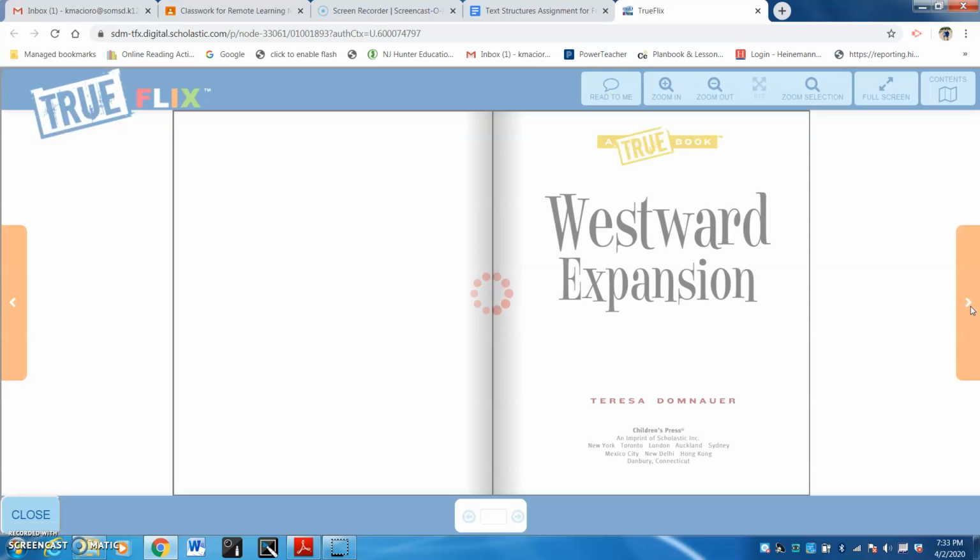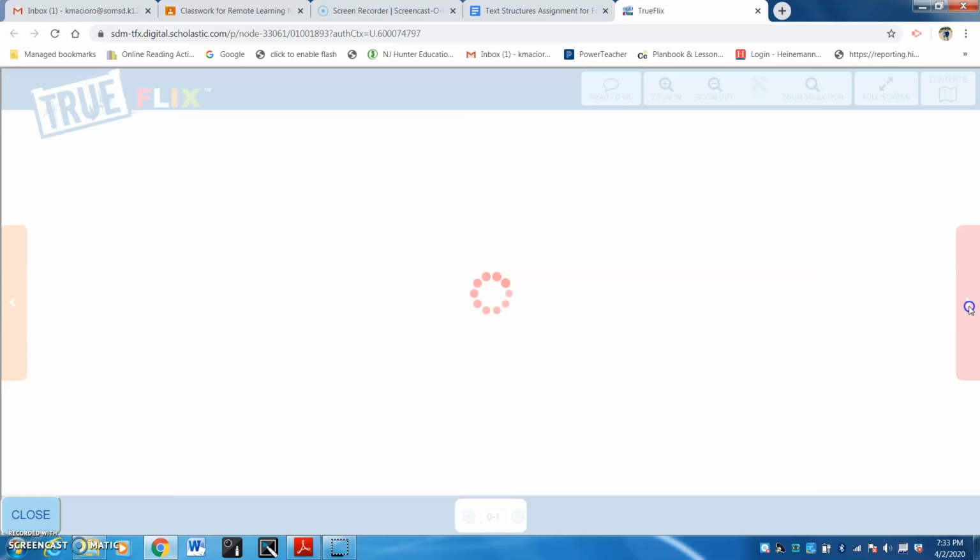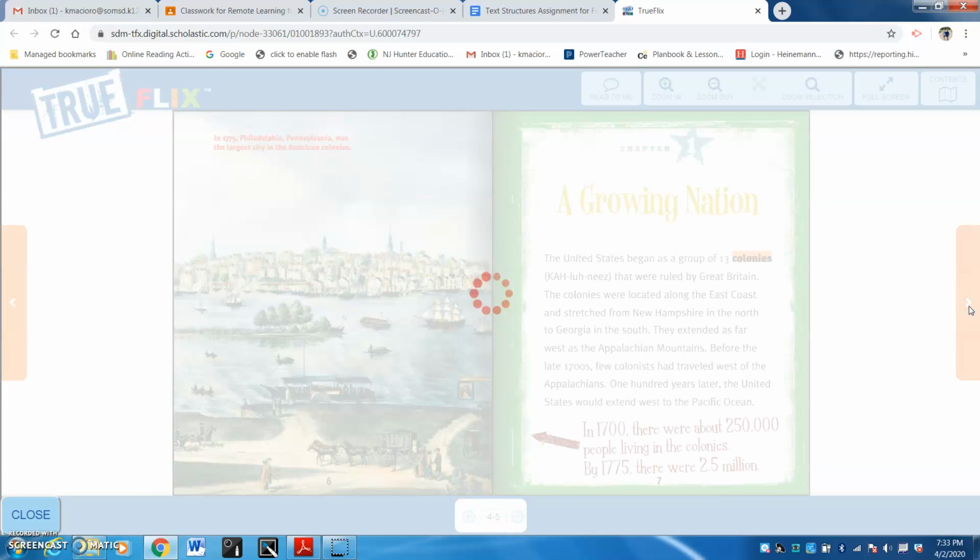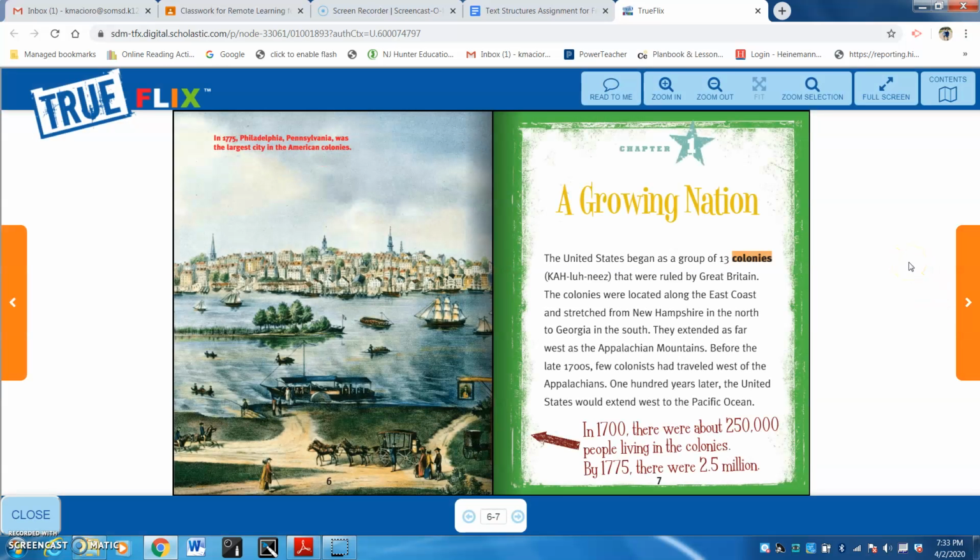I'll open up the book to chapter 1. And I'm going to start reading, but I'm also going to chunk my reading. I'm going to pause at different times to think about what I read. The United States began as a group of 13 colonies that were ruled by Great Britain. The colonies were located along the East Coast and stretched from New Hampshire in the north to Georgia in the south. They extended as far west as the Appalachian Mountains. Before the late 1700s, few colonists had traveled west of the Appalachians. 100 years later, the United States would extend west to the Pacific Ocean.